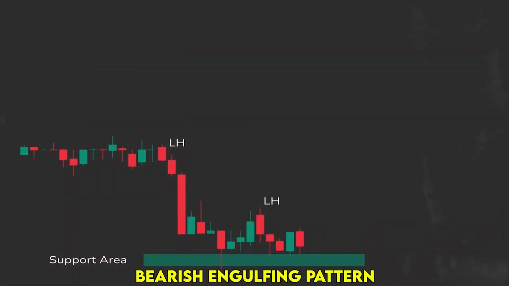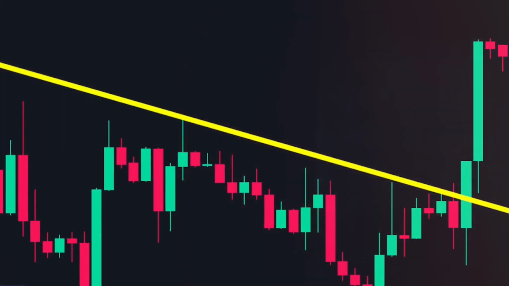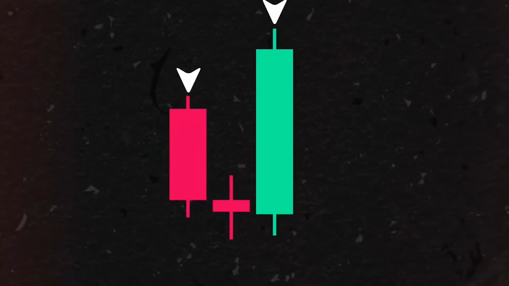Bearish engulfing pattern. A bearish candle completely engulfs the previous bullish candle. It indicates a possible shift from an uptrend to a downtrend, with significant selling pressure outweighing purchasing demand.